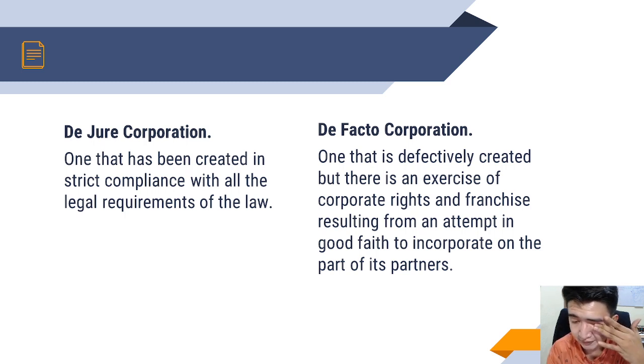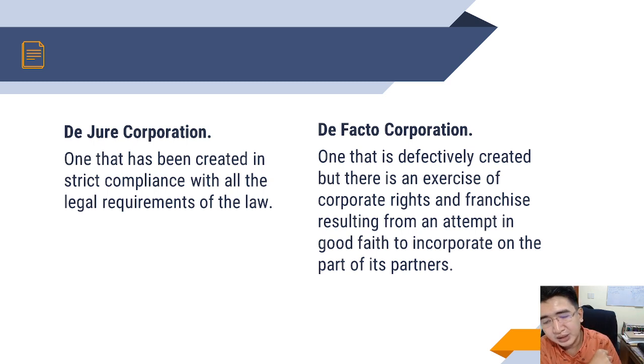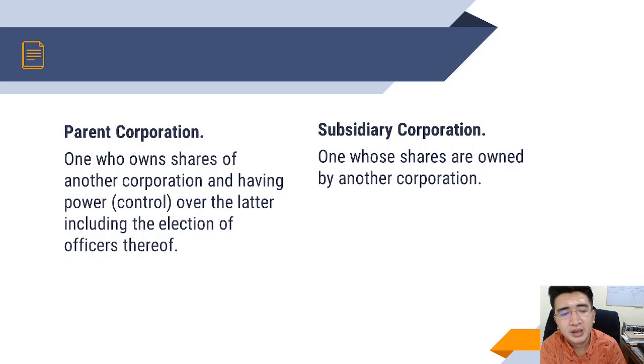Okay? When we say de facto corporation, one that is defectively created, but there is an exercise of corporate rights and franchise resulting from an attempt in good faith to incorporate on the part of its partners. Ibig sabihin, hindi lahat ng nasa checklist ng SEC na check, but there is an exercise of corporate rights. Parang mayroong obligations na na-create. Okay? Hindi pa na check lahat ng checklist ng SEC, mayroon nang na-exercise na corporate power. And by virtue of that exercise of corporate power, merong nag-create na obligation, o yun, maging de facto corporation. Iba pa yung corporation by estoppel.